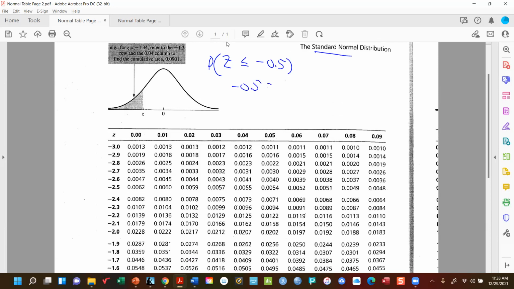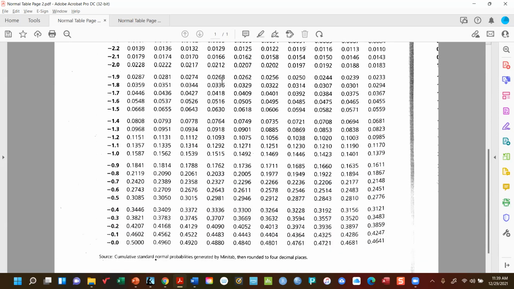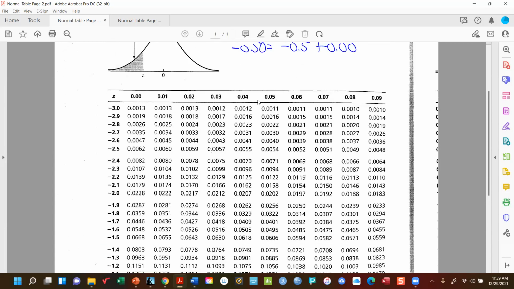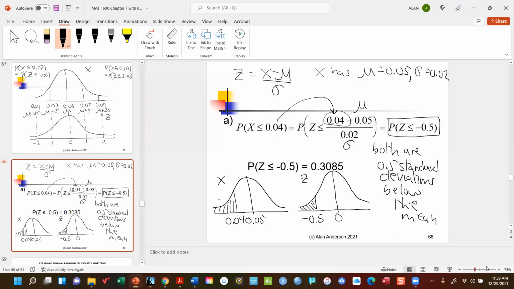This can be rewritten as -0.5 plus 0.00. In fact, we really should write it like this, but it's the same thing. And so the -0.5 is way down here, and the 0.00 column is this first column. So we end up with an intersection of 0.3085. And that is in fact our final answer. We're done.